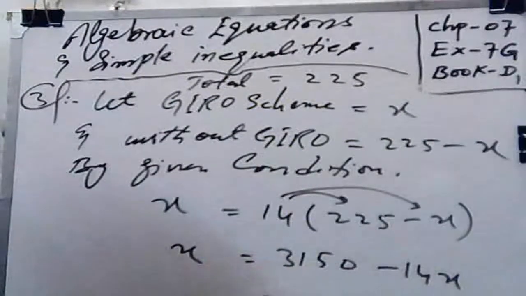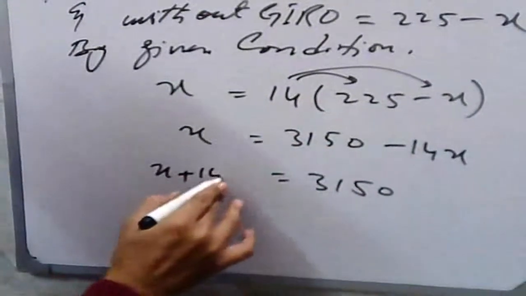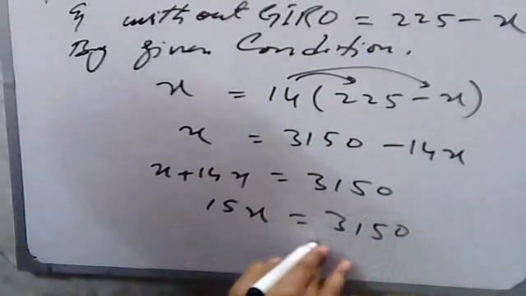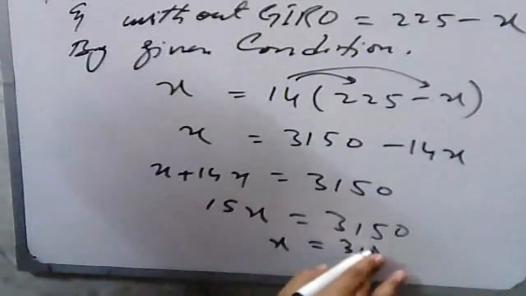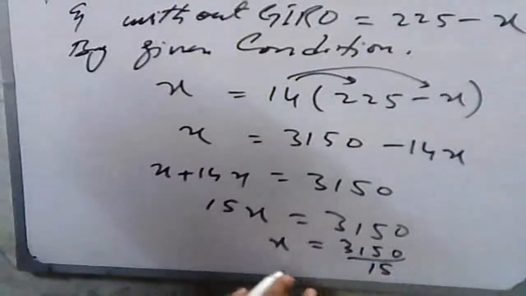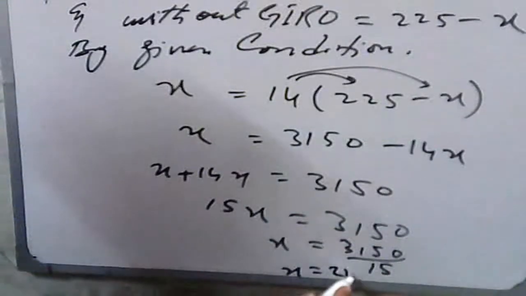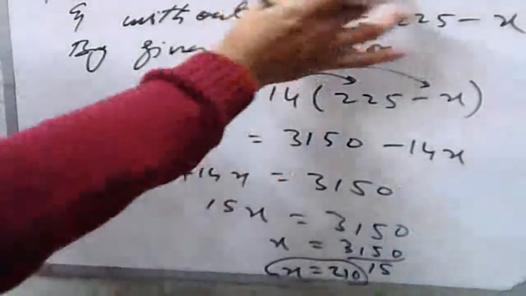Similar terms will be shifted to one side, so you will get 15x equals 3150. So the value of x is 3150 divided by 15, so the value of x is 210. So 210 is your required value of x, that is the scheme.